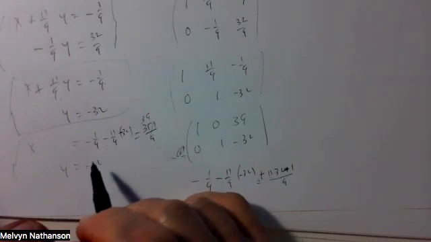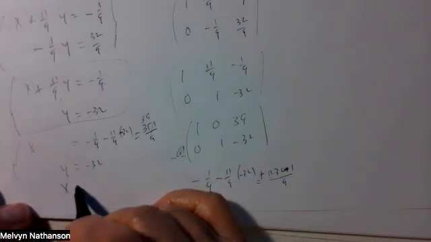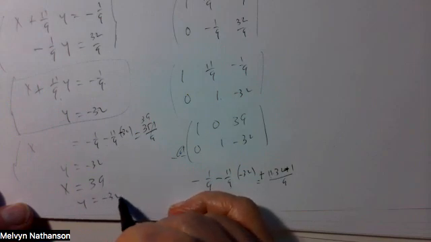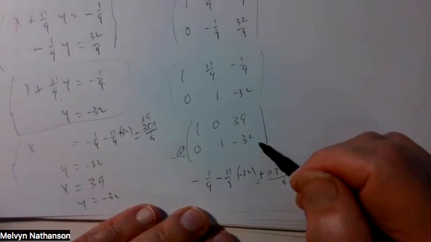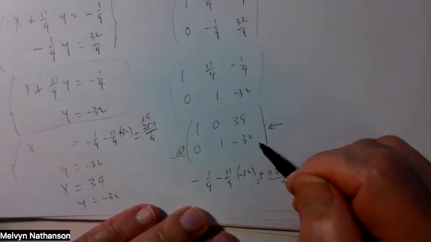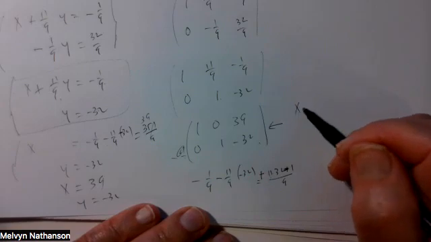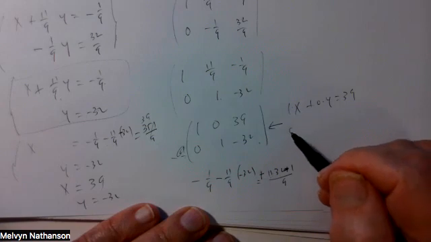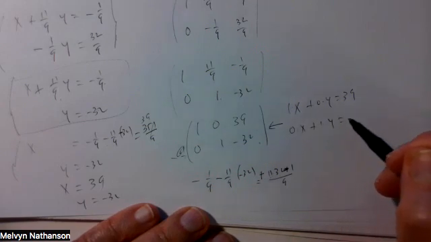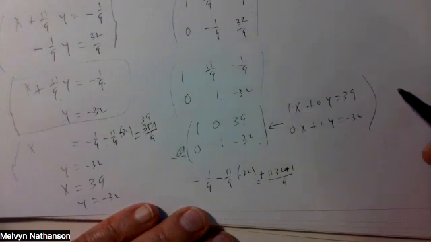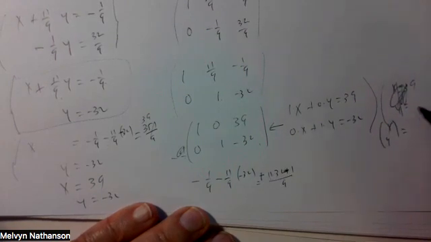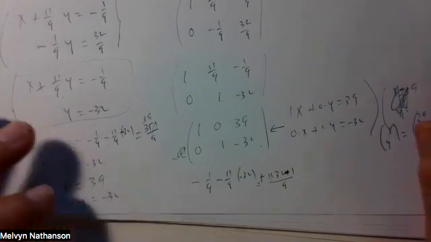So the solution of my system of equations is x equals 39, y equals minus 32. The system of equations corresponding to this matrix is 1 times x plus 0 times y equals 39, and 0 times x plus 1 times y equals minus 32. Or simply x equals 39, y equals minus 32.